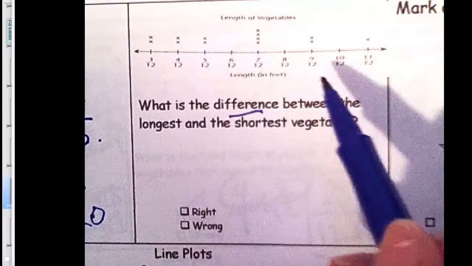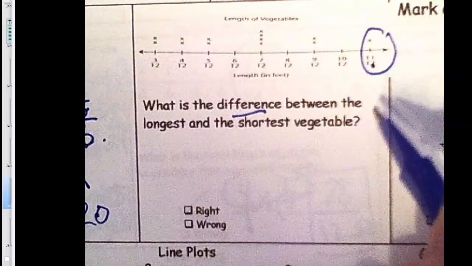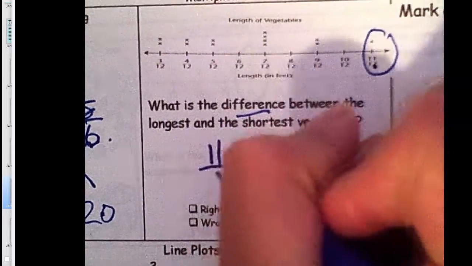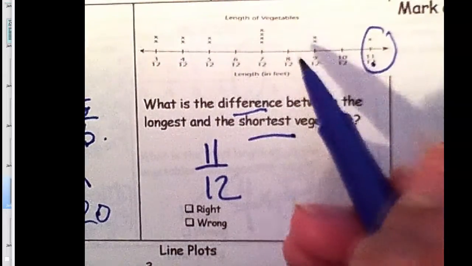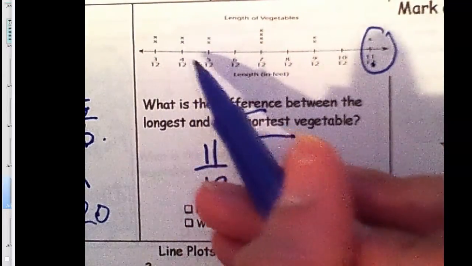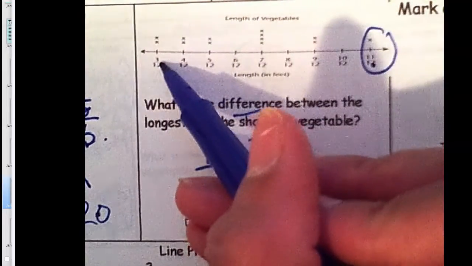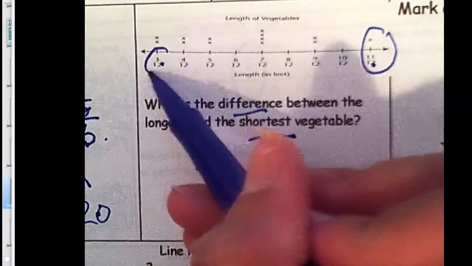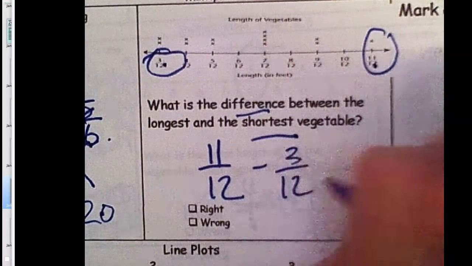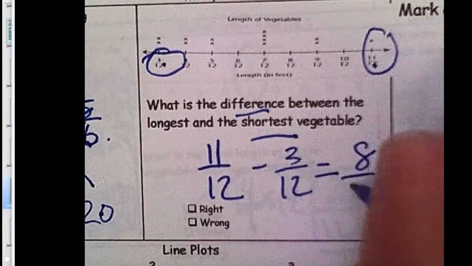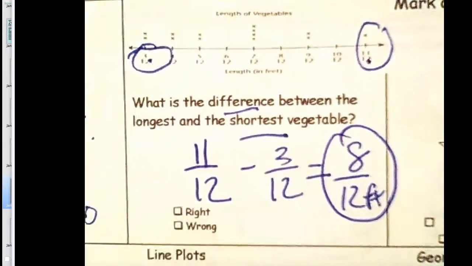The longest vegetable is going to be the last X here. So that vegetable measures 11 out of 12 feet. So I'm just going to label that 11 out of 12. And now I'm going to find the shortest vegetable. A common error is finding the measurement that has the least X's, and that's not how we're finding the shortest vegetable. It is the first X that you see here, and that would be 3 out of 12. So we're doing 11 out of 12 minus 3 out of 12, which gives us 8 out of 12 feet. Label it with units, and there is our answer.